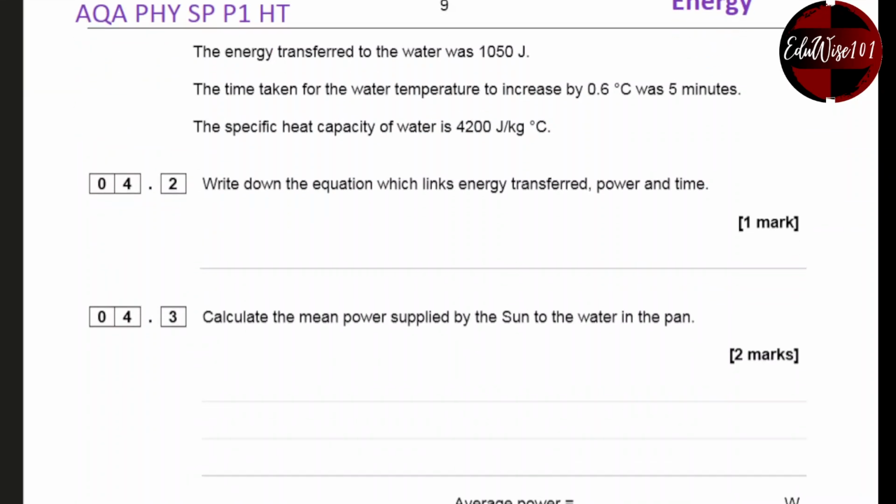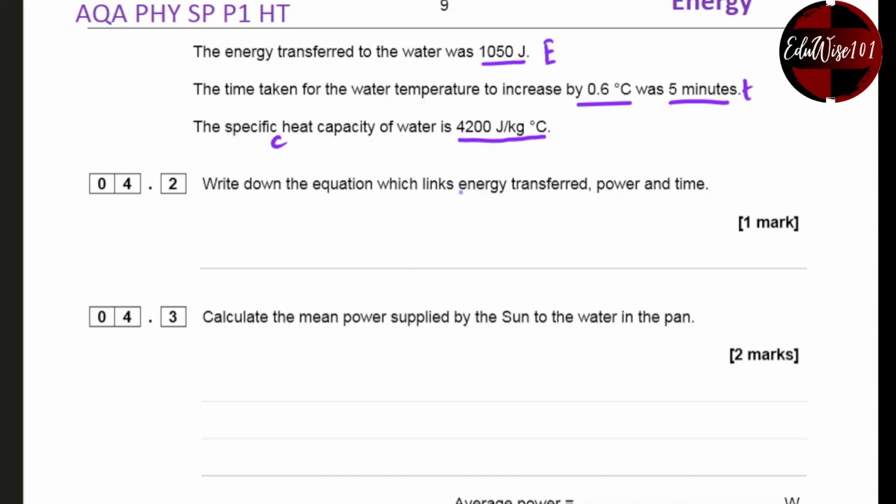Energy transferred to the water was 1050 joules, which is E. The time taken for the water temperature to increase was 5 minutes. That's the time. And it increased by 0.6 degrees Celsius. The specific heat capacity, C, of water is 4200 joules per kilogram per degree Celsius.